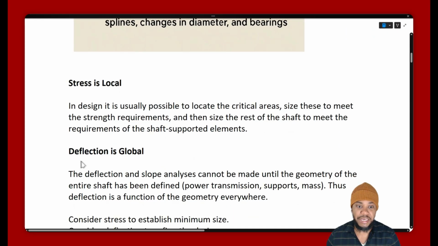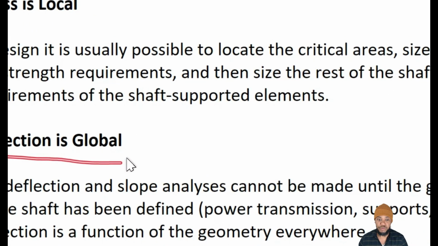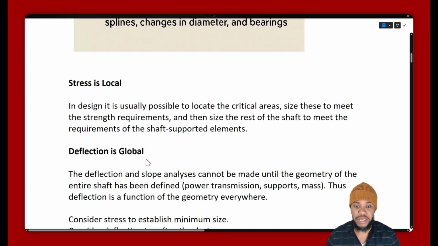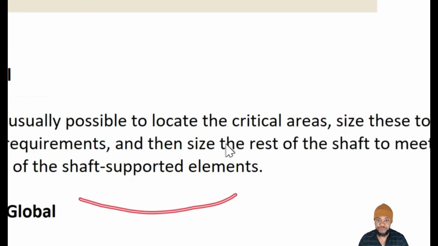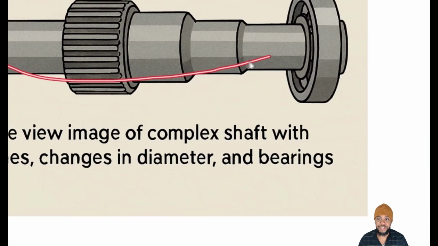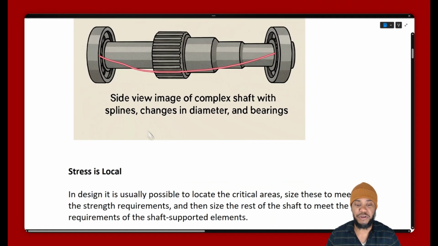On the other hand, deflections are global. The overall way that the shaft is loaded and supported affects the global deflection and change of shape of our shaft, which can affect its function.